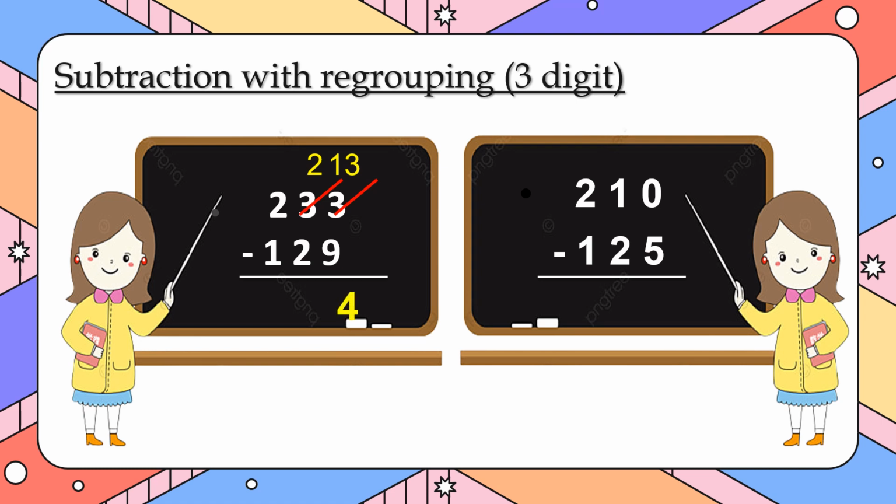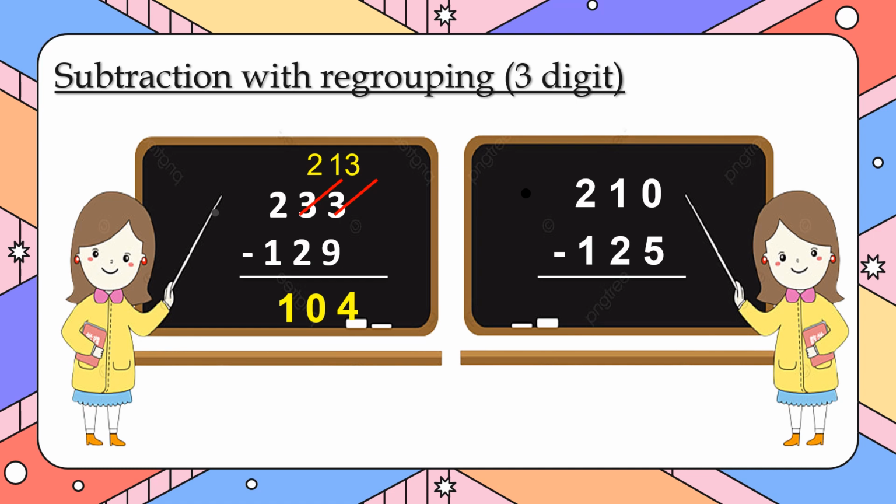2 minus 2 equals 0. 2 minus 1, after 1, 2. How many fingers? 1 finger. So 233 minus 129 equals 104.